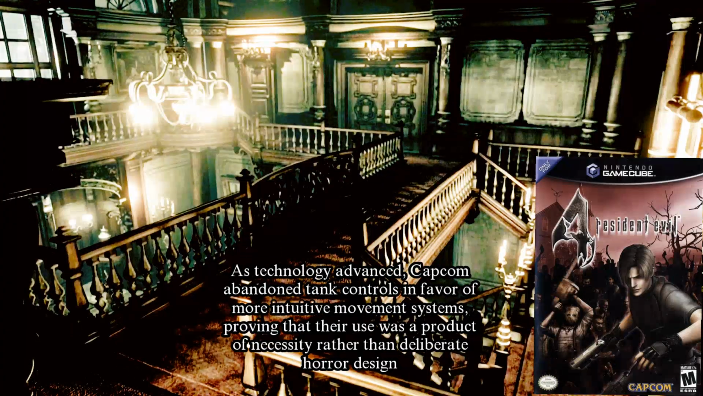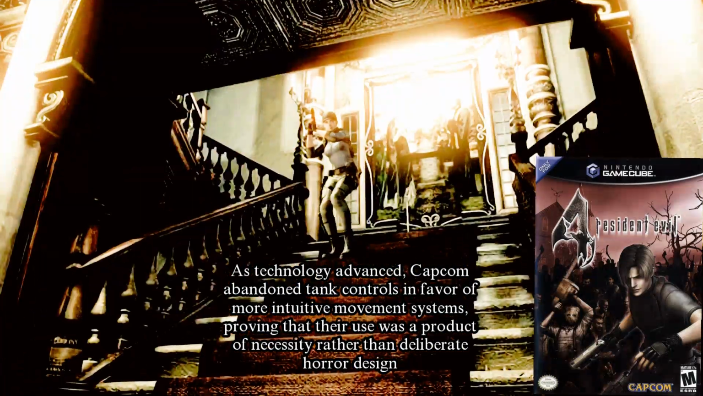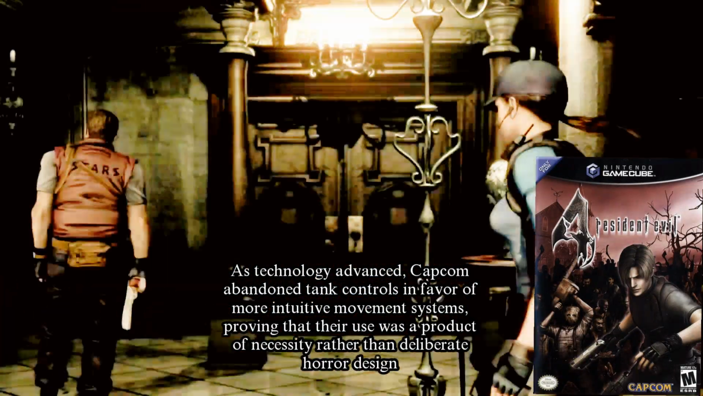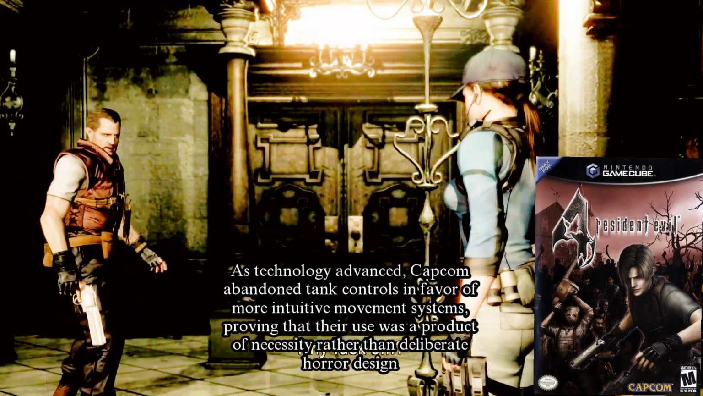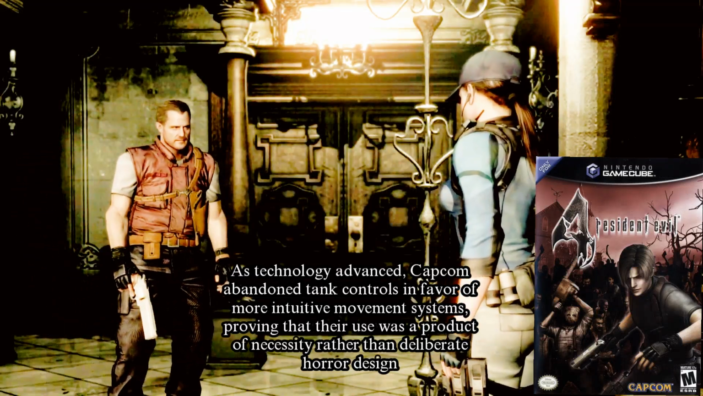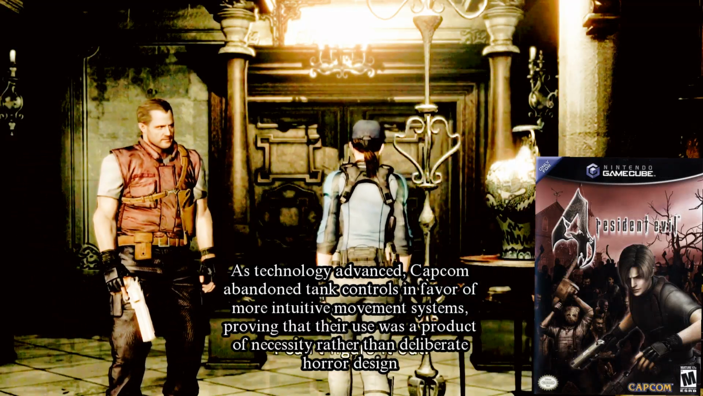As technology advanced, Capcom abandoned tank controls in favor of more intuitive movement systems, proving that their use was a product of necessity rather than deliberate horror design.